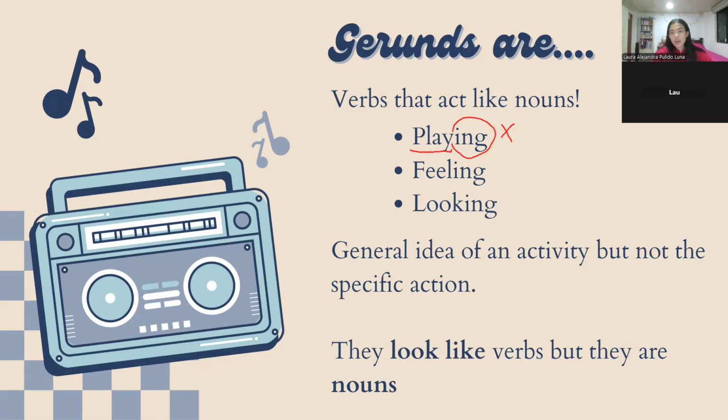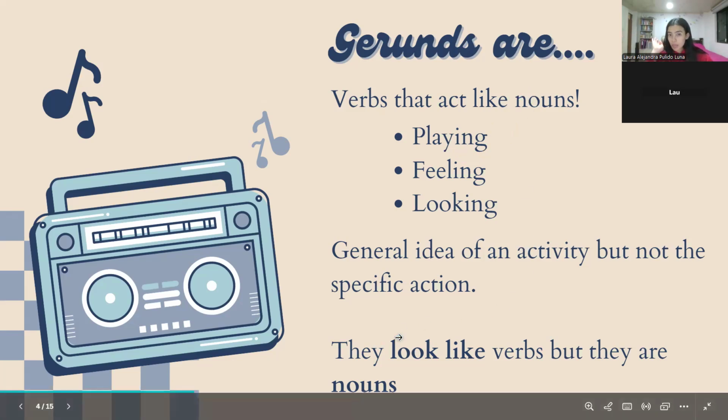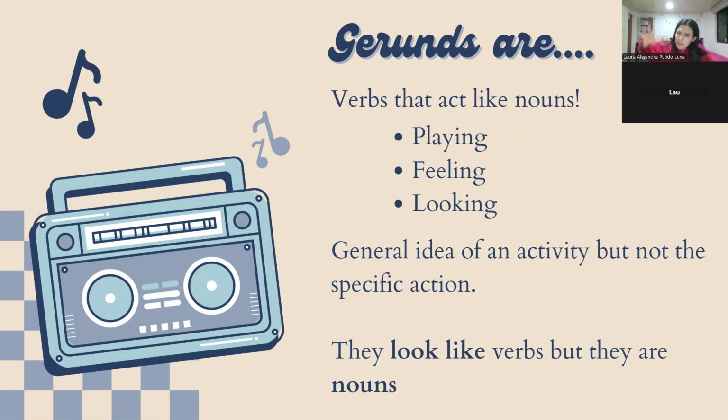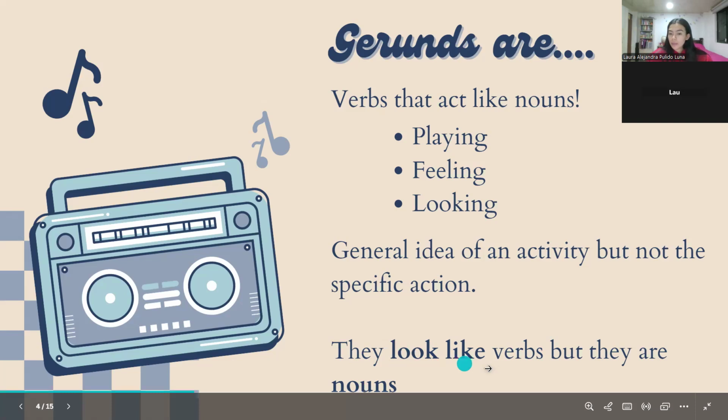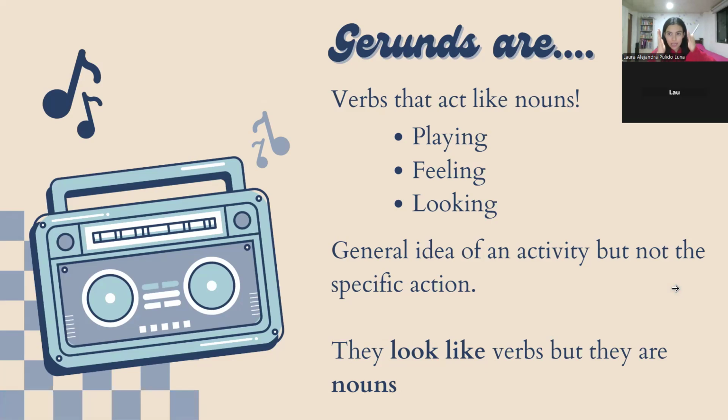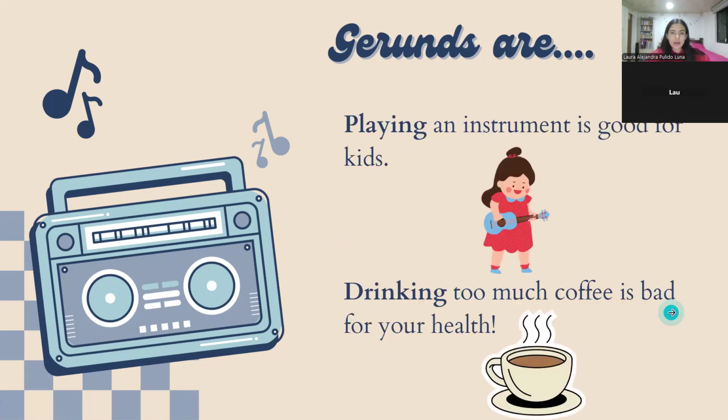But remember, they are not an action. So they are not present continuous. They look like verbs. I can say, playing basketball, that is a verb. Feeling, that is a verb. Looking, that is a verb. But not. They can act like nouns. So they look like verbs, but they act like nouns. In the sentence, okay? Here, they are not in a sentence. So in sentences, they act like nouns, okay?